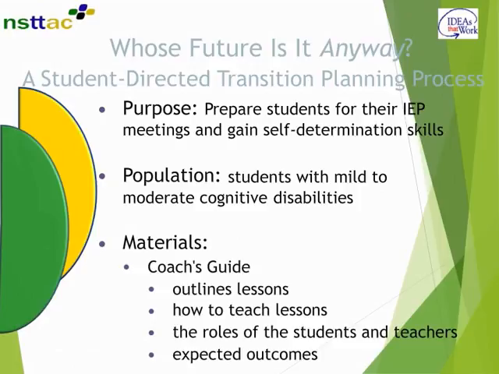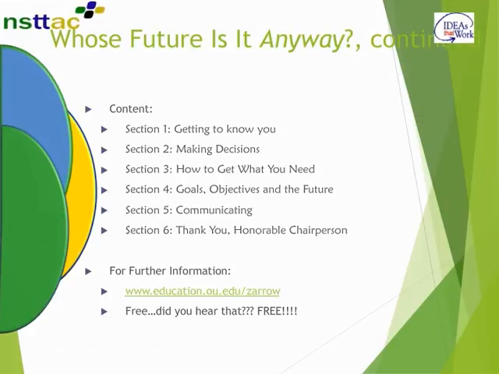planning process. It includes 6 sections, and each section has a different subject that teaches students to take control of the transition planning process and lead IEP meetings. It includes a coach's guide that outlines each lesson, how to teach each lesson, and the role students and teachers play. Here is a breakdown of the content with each section. Feel free to visit the Zarrow Center website link for more information. Most importantly, these are free resources.